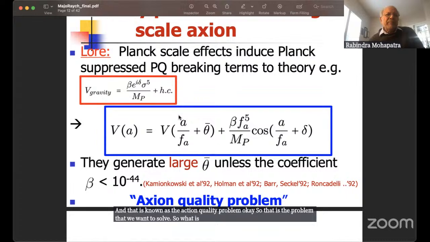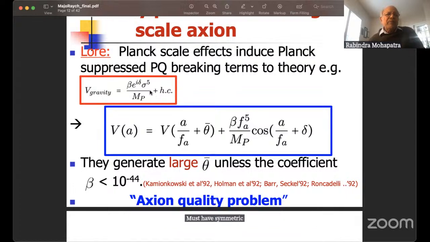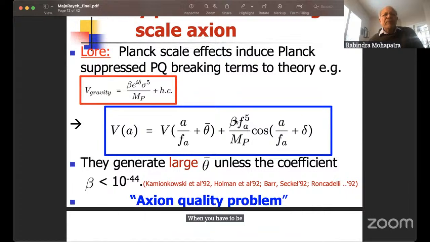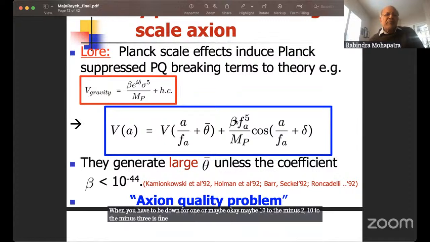Again, just to repeat, what you have is every Axion theory must have symmetry breaking terms induced by the gravity effect, which are suppressed by M-Planck. And therefore, you must have in the potential terms which are different powers of the Axion field or the Axion wave. And you have to minimize this and make sure that the theta bar does not exceed 10 to the minus 10 in spite of the presence of these terms when you have the beta of order 1, or maybe 10 to the minus 2, 10 to the minus 3 is fine, but certainly not 10 to the minus 44. Okay, so I hope that makes the problem clear.